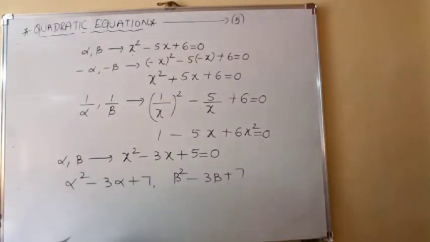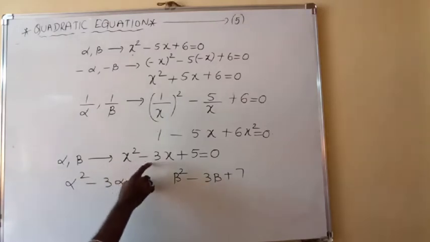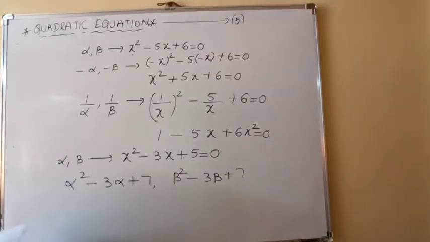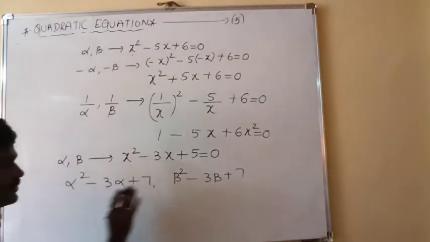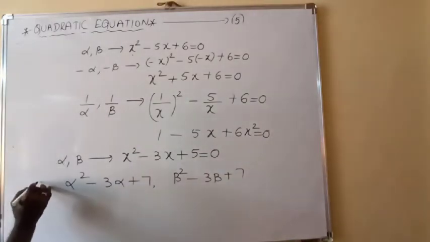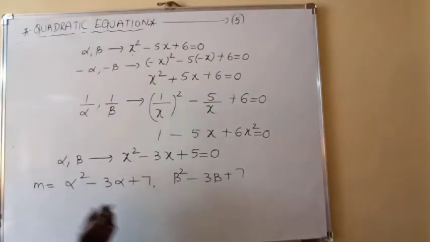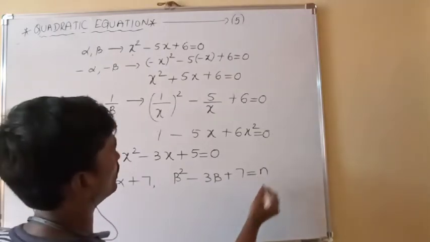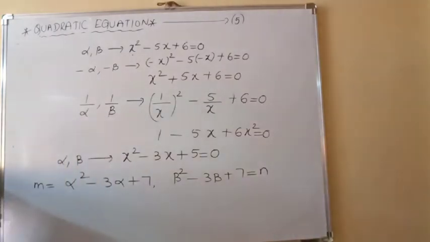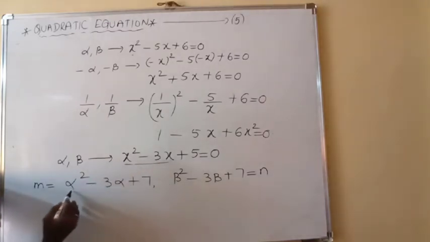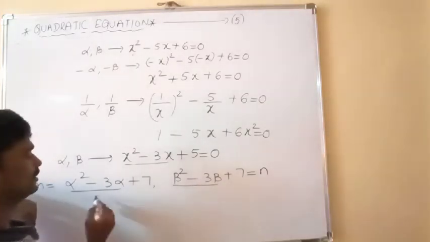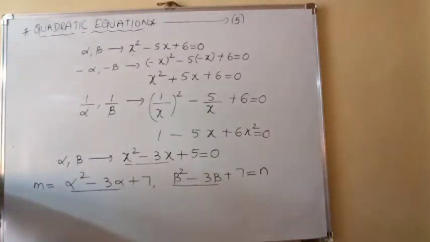Observe carefully. Alpha, beta are the roots of this equation, and we have to find the quadratic equation whose roots are these two. So I am taking one root as m, another root as n. Now we have to find the quadratic equation whose roots are m and n. m plus n we can find easily, but m into n is difficult to find, it takes time. So then how to do this problem? Observe the terms here. x square minus 3x is there in both terms: alpha square minus 3 alpha, beta square minus 3 beta.